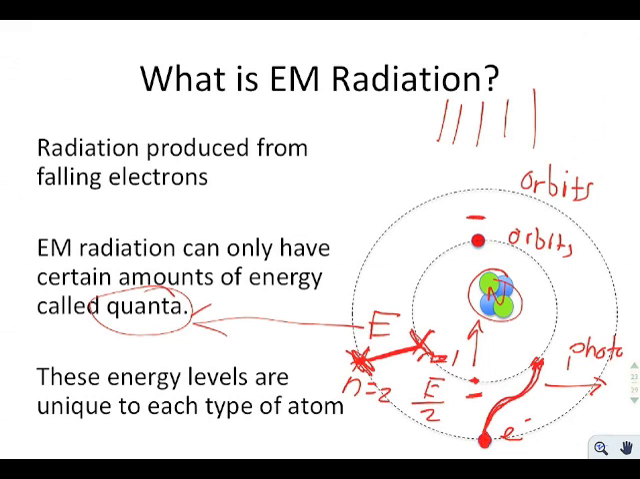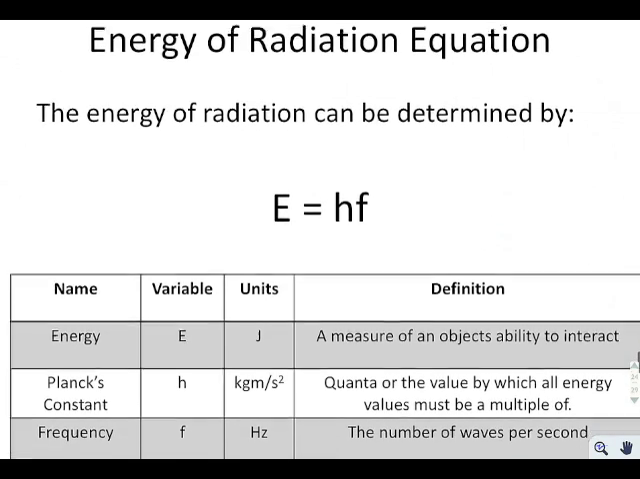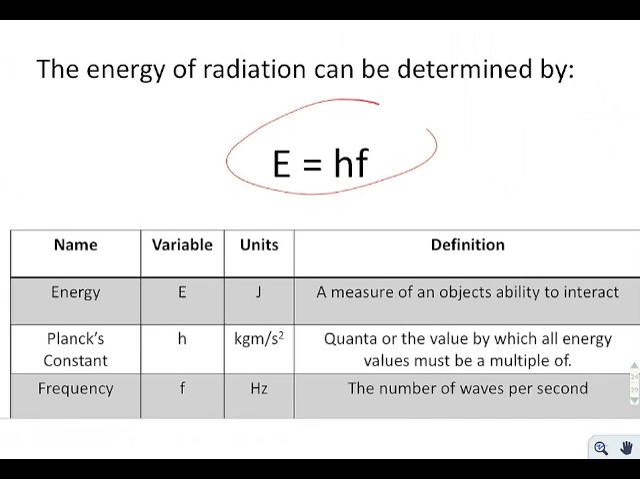Now, this makes every atom unique because the relationship between these two orbitals is different for every atom. That's why every atom emits a different color. So the energy of radiation can actually be determined using this equation right here. You see E equals HF.